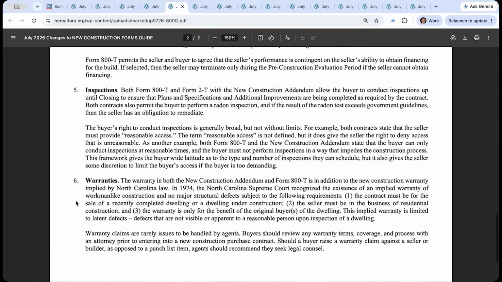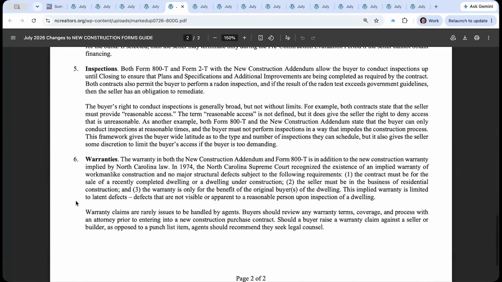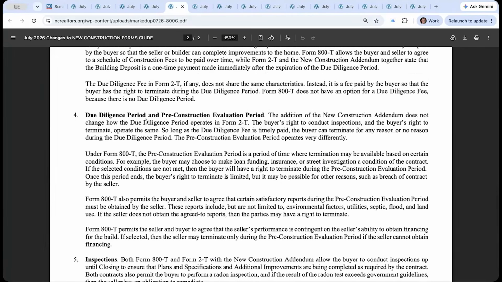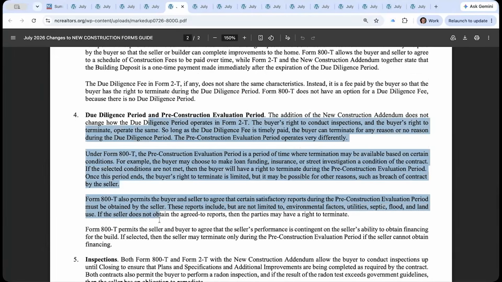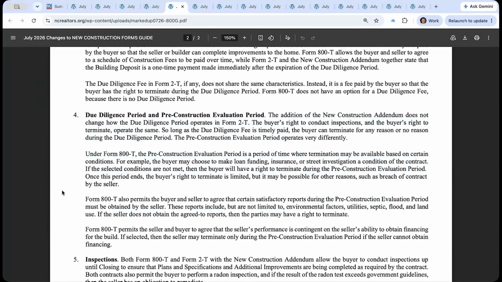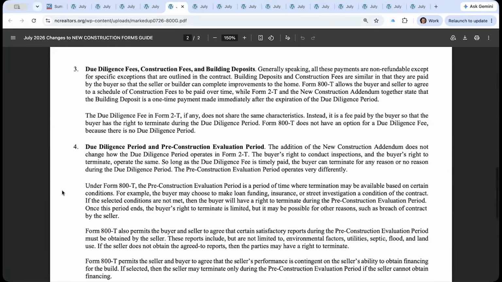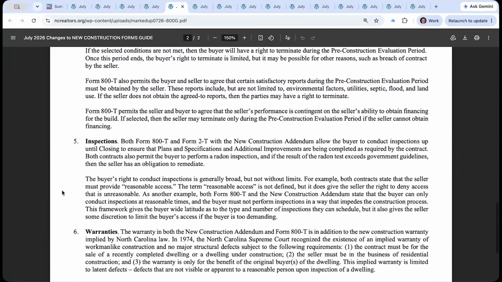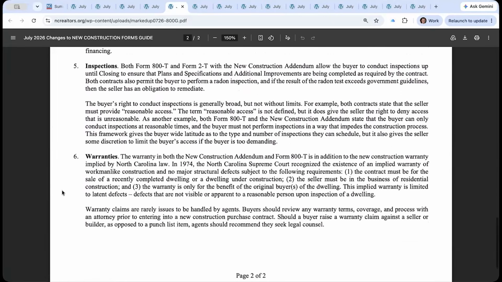One of the biggest things I would like to highlight, though, is, well, actually here you can see there's big differences between the pre-construction evaluation period and the due diligence period. So just understand the difference between those two. This paragraph does a pretty good job of that. That's an important paragraph here, I think.